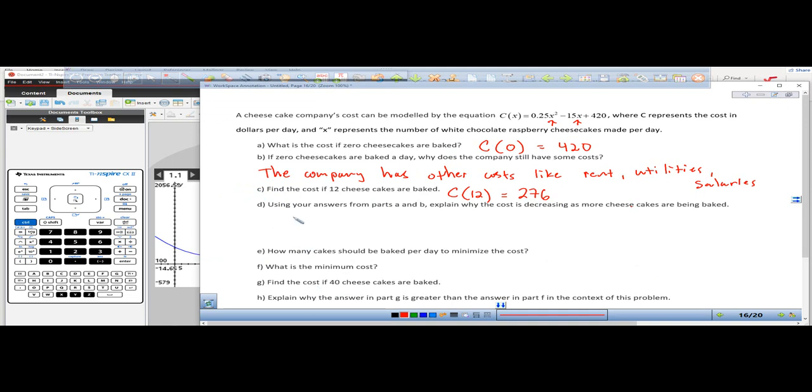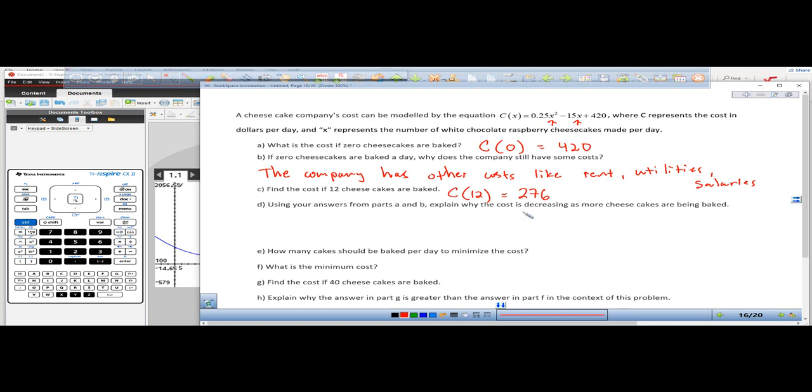Part D says, using your answers from parts A and B, explain why the cost is decreasing as more cheesecakes are being baked. If we take a look at our answer from A, if we make 0 cheesecakes, the cost is $4.20. If we start baking more cheesecakes, say we make 12 cheesecakes, the cost is now $2.76. So why did it go down? That seems kind of weird, because if you're baking cheesecake, shouldn't your costs go up because you're spending money to make the cheesecakes? So what's the reason why the cost is going down?